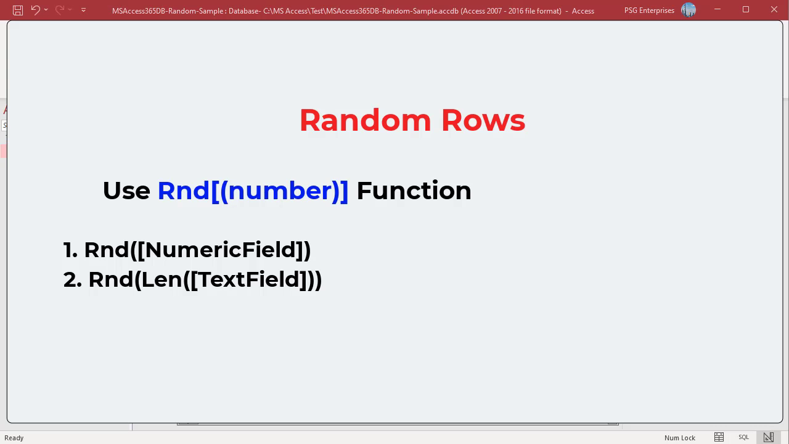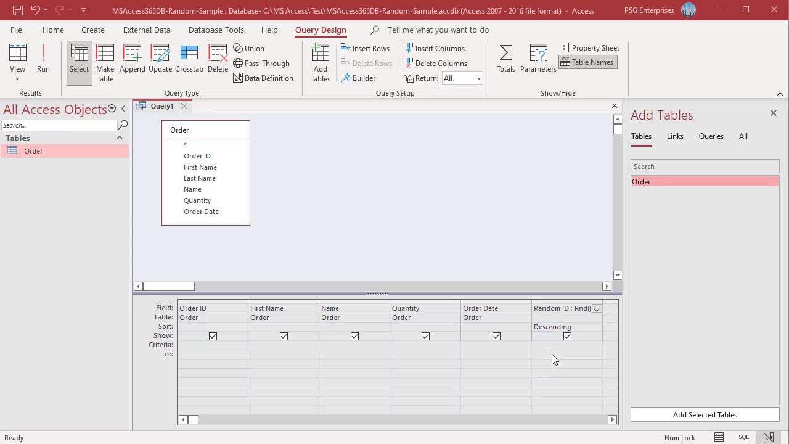The workaround is simple. You can pass an optional number argument to the RND function. Pass a field, any field, which contains a numeric value as a parameter to the RND function. Or pass the field containing text through the Len function and then use that expression in the RND function. Now Access calls the function once per row, passing to it the field you specify in the expression, and different random numbers are returned. In this example, pass Order ID to the RND function.